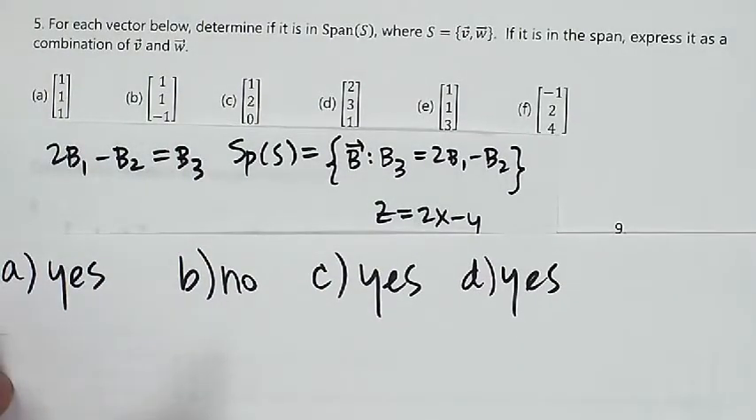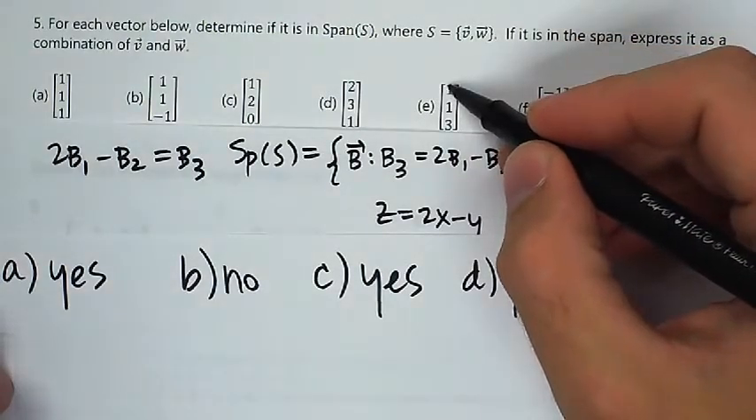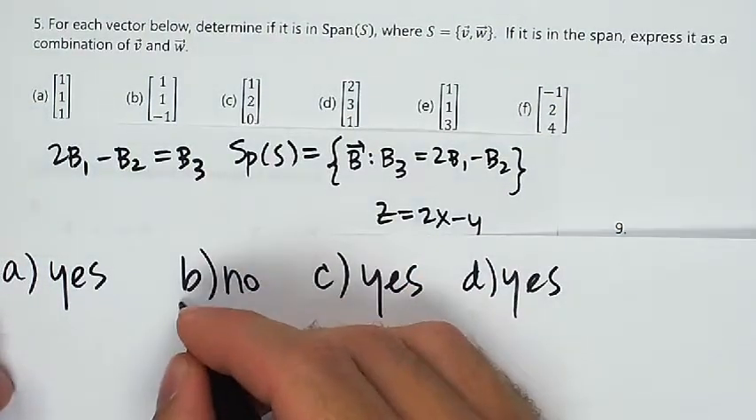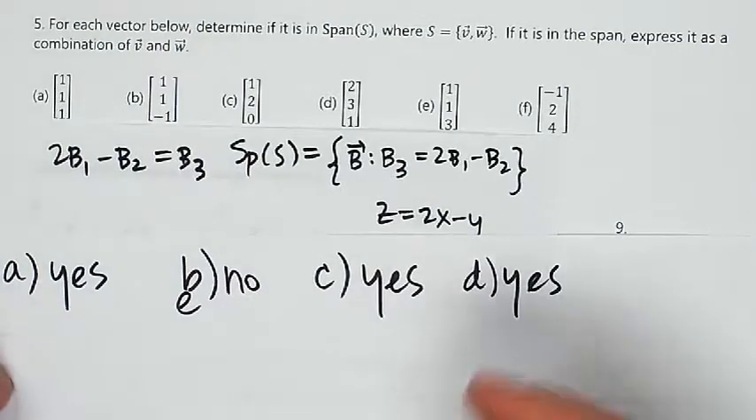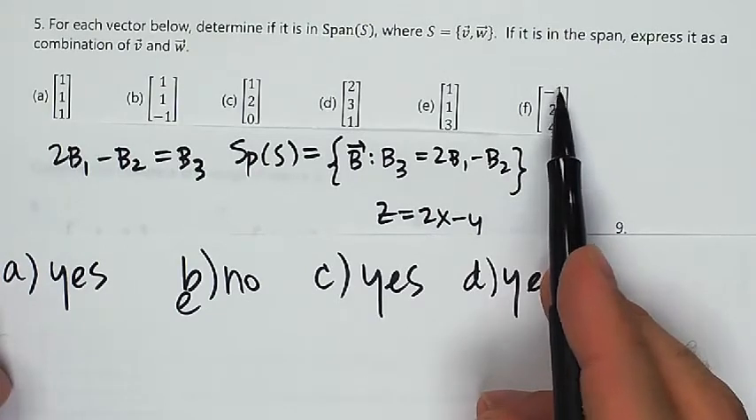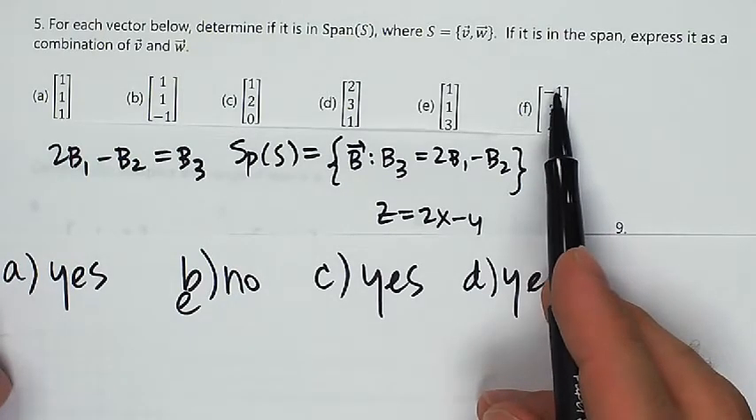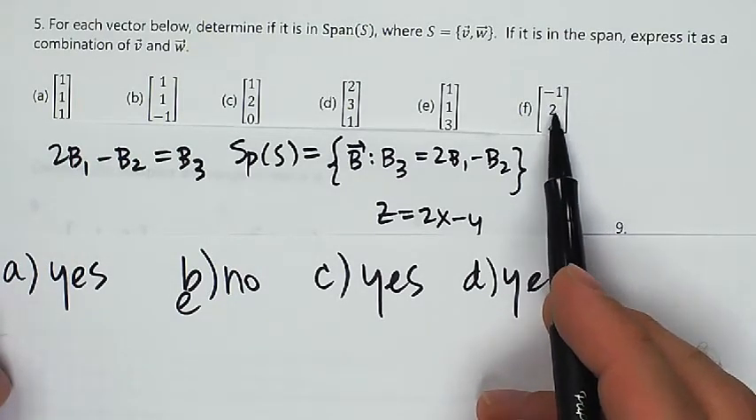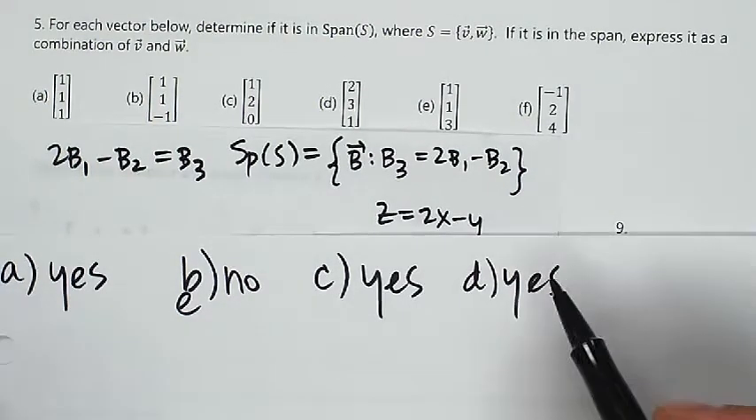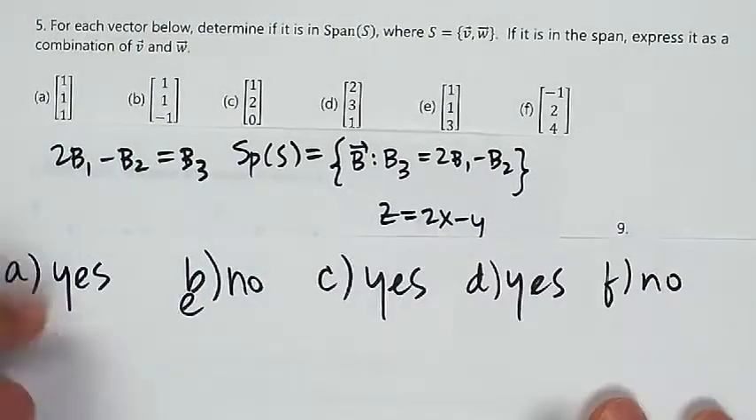Okay, E and F. I didn't budget quite enough time. E: 2x minus y, no. So E is no. F, let's look at F. 2x minus y equals z? No, I don't think that one is either. 2x is negative 2, minus 2 is negative 4. If that had been negative 4, it would have worked. Maybe I copied the problem wrong. Anyway, I think 3 is going to be enough for us. B, E, F also is a no.